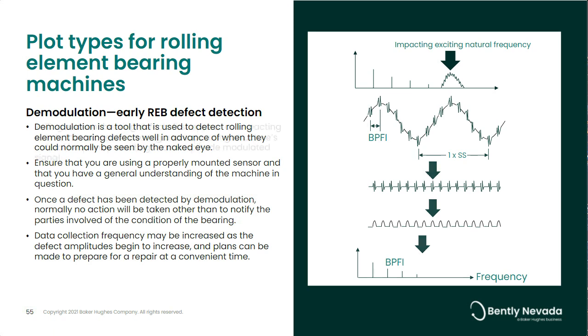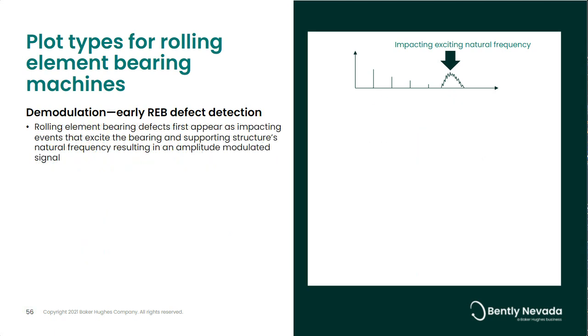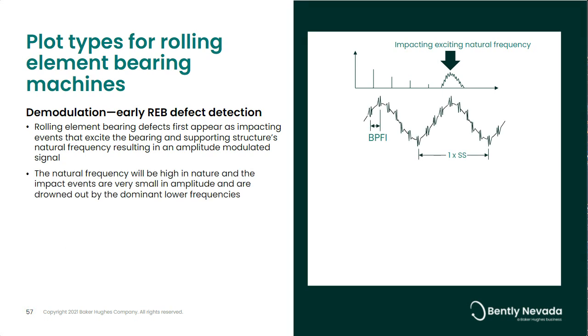Rolling element bearing defects first appear as very small impact events that excite the natural frequency of the bearing and its supporting structure. This natural frequency is high in nature, and the impact events created by the defect are very small and are typically drowned out by the dominant lower frequencies present in the vibration signal.